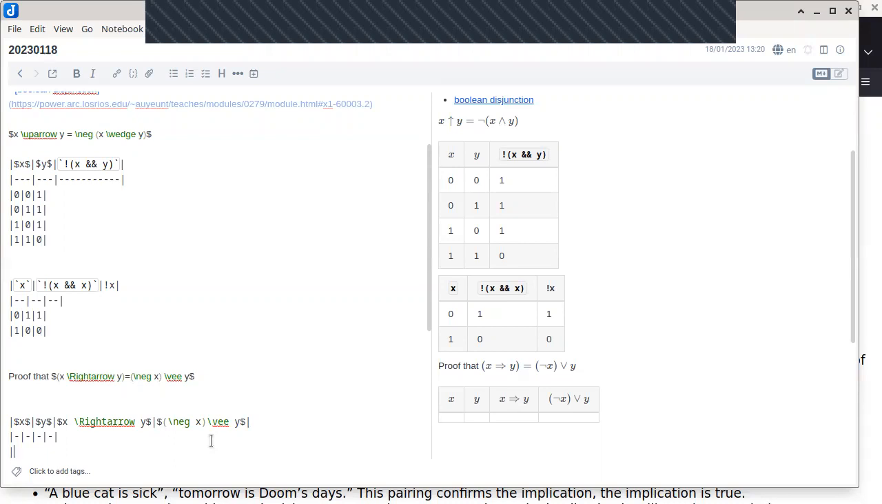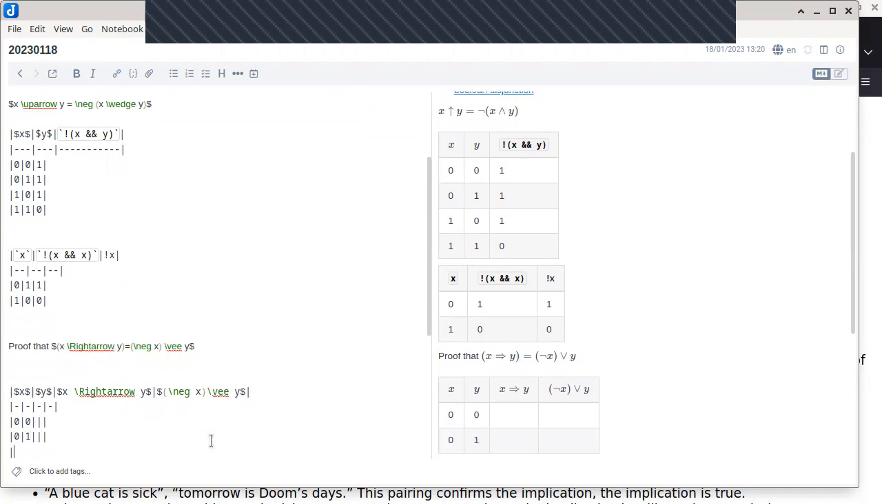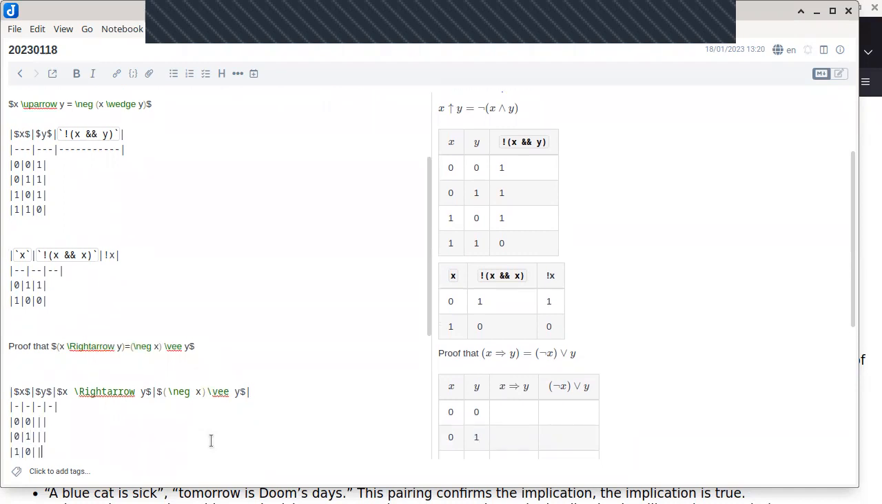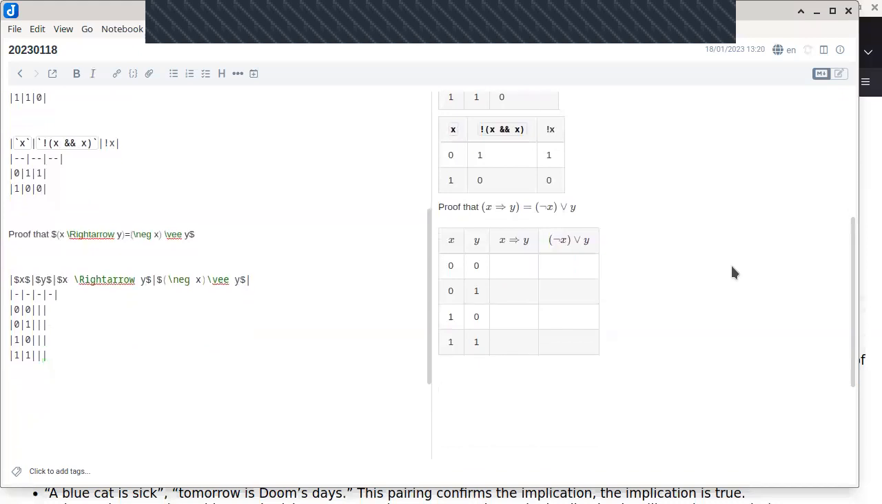4 rows, because it is 2 to the power of 2. So false, false, false, true, true, false, and then true, true. So your job is to fill in the other 2 columns, okay? Did I miss a row, or it's just not shown? It's just not shown, I think. There we go. So your job is to fill in all of these blanks here.